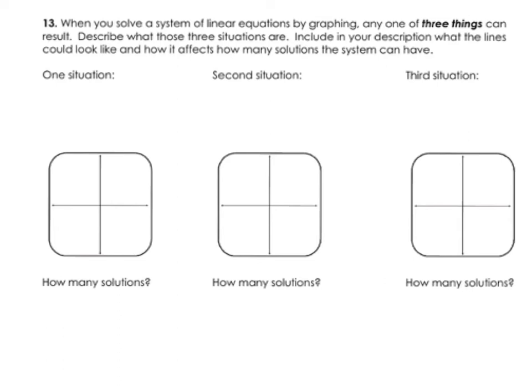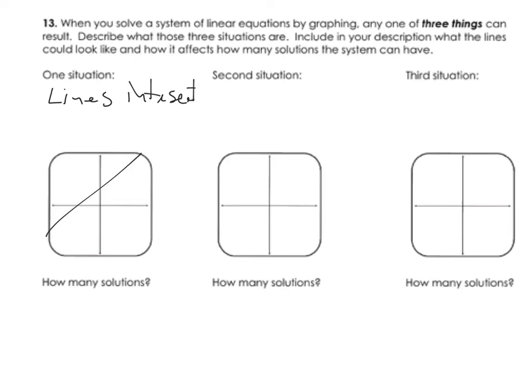Number 13, when you solve a system of linear equations by graphing, there are three things that can happen. Describe what those three situations are, include in your description what the lines could look like, and how it affects how many solutions the system can have. So one situation is that the lines intersect.